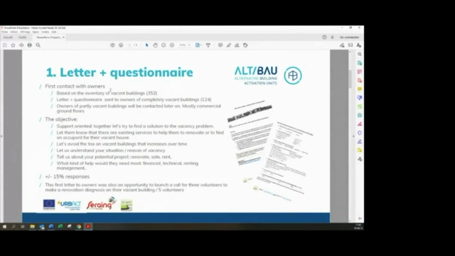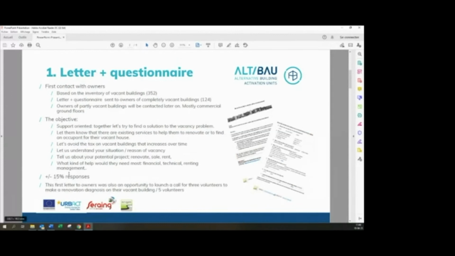Through the questionnaire, we wanted to understand the situation, the reason for the vacancy, and also ask them about the potential they might see in their vacant building. Did they want to renovate? Did they want to sell, to rent? And we were also asking what kind of help they would need most, like financial help or help with renting, management.